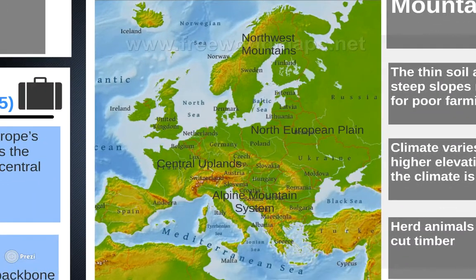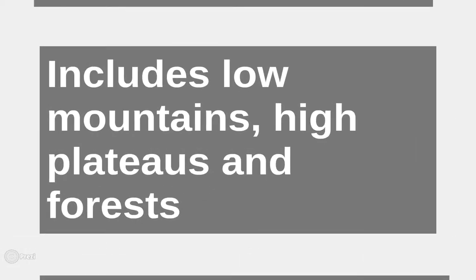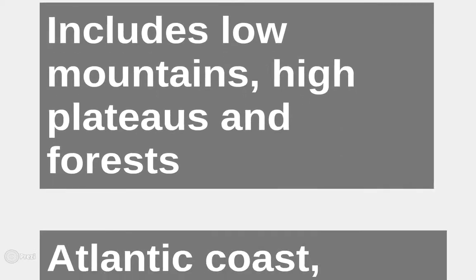The Central Uplands. The Central Uplands are going to be in modern-day Germany and France. It's going to include low mountains, high plateau. So a plateau is like a hill, a big hill with the top cut off, so people can actually live up there, and forest.